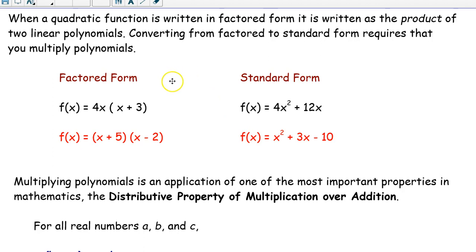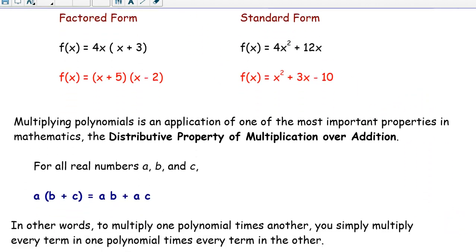It is obtained by multiplying. Converting from factored to standard form requires that you multiply the polynomials. Here precisely a binomial is multiplied with a binomial to give this polynomial, right? And this multiplication is done by a process called the distributive property. So here, the distributive property of multiplication over addition. What does it mean?